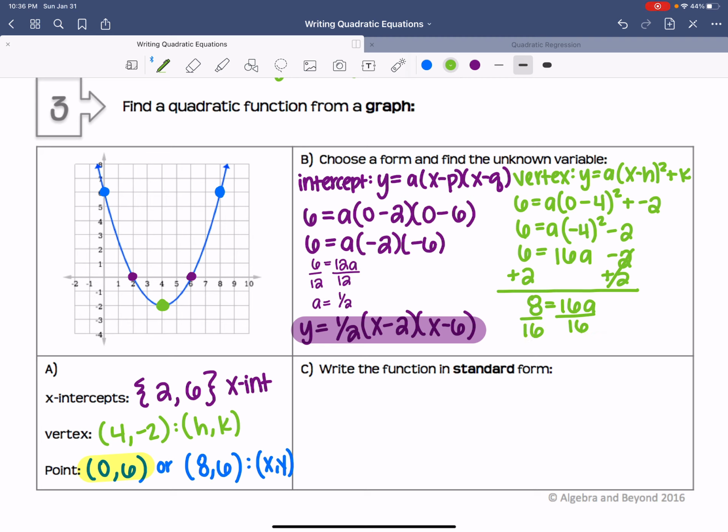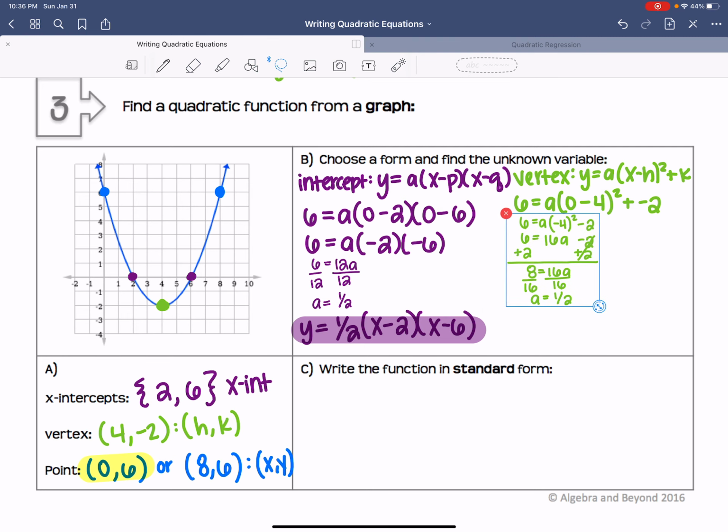Now notice that we still get that a is 1/2, which is perfect because that's exactly what we got the last time. So that's just a way of checking to make sure that we are doing this correctly. No matter which method you use for this particular one, since we have all of those points, we should get the same thing no matter which form we use. So when we rewrite this as y equals a times x minus h was 4 squared plus k, which is going to be minus 2.